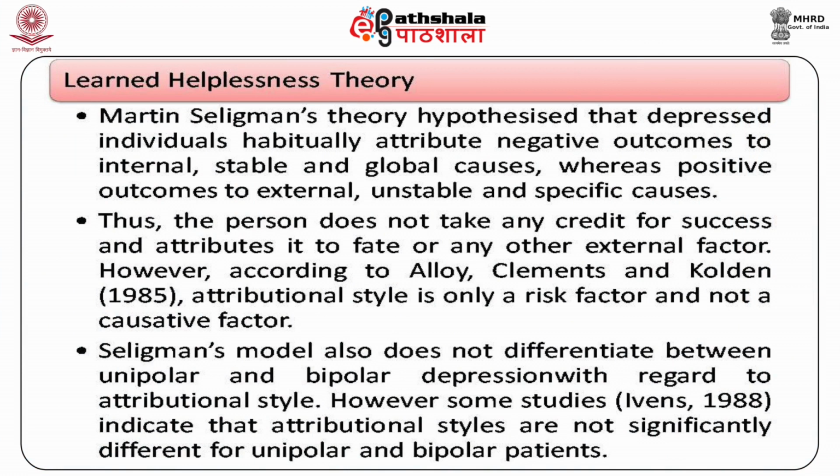Martin Seligman's theory hypothesized that depressed individuals habitually attribute negative outcomes to internal, stable and global causes, whereas positive outcomes to external, unstable and specific causes. Thus, the person does not take any credit for success and attributes it to fate or any other external factor. However, according to Alloy, Clements and Colden, attributional style is only a risk factor and not a causative factor. Seligman's model also does not differentiate between unipolar and bipolar depression with regard to attributional style.